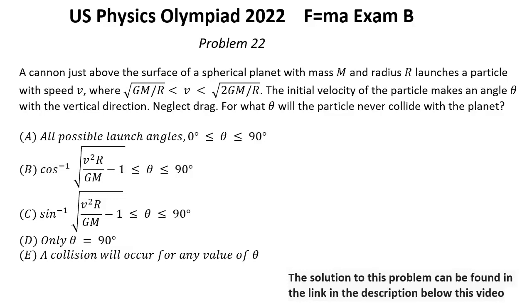But in other cases, the orbit of this particle will cross the surface of this planet. So that's not good. It means that only for an angle of 90 degrees we have a good result. So D is the correct answer, and that was the solution for problem number 22.